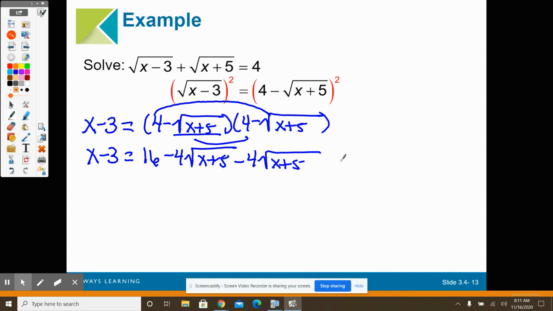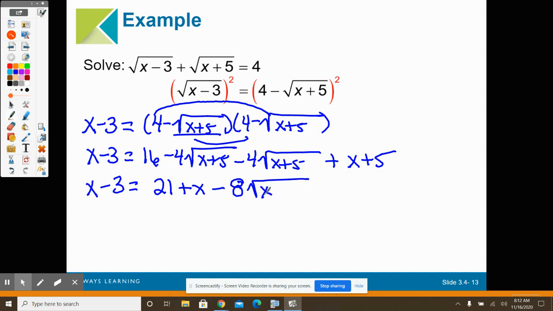A minus and a minus is a plus. And then this is the same thing as the square root of x plus 5 times the square root of x plus 5, which is the square root of x plus 5 squared, which basically gets rid of the square roots and you're just left with the underneath. Okay, so let's clean this up. That's x minus 3. 16 plus 5, that's 21. Then I have the plus x, and now I have minus 8 square root of x plus 5 because those are like terms.